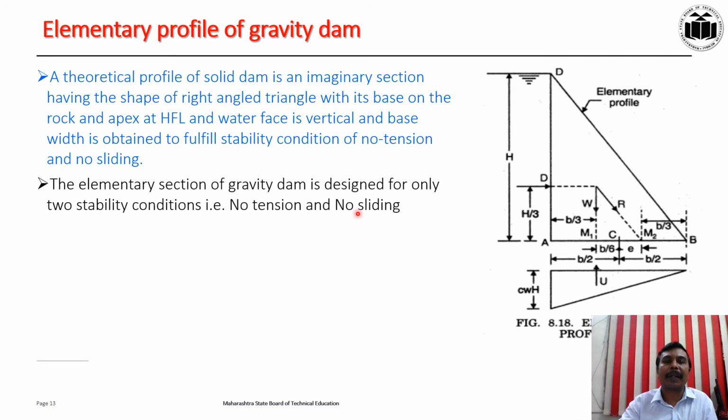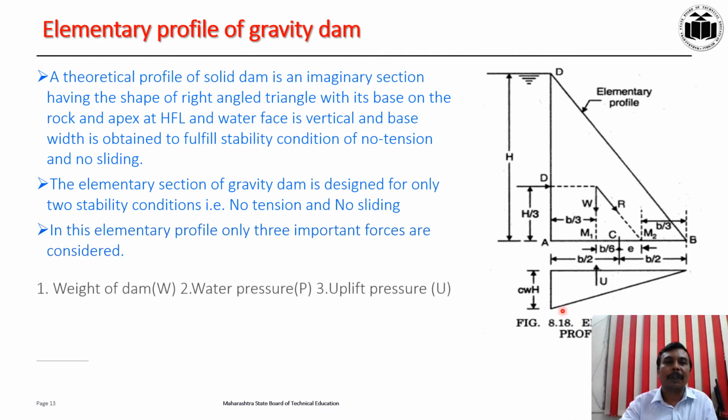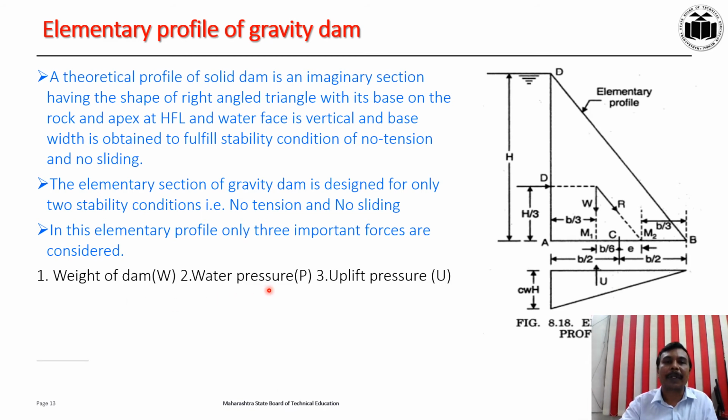The elementary section of the gravity dam is designed for only two stability conditions, no tension and no sliding. In this elementary profile, only three important forces are considered. Those are the weight of the dam, water pressure and uplift pressure. See, here you are finding the three forces only. One is the weight of the dam, that is W, exerting in the body of the dam. Another is the water pressure P, and the third one is the uplift pressure. And this dam is designed for only two stability conditions, that is no tension and no sliding.